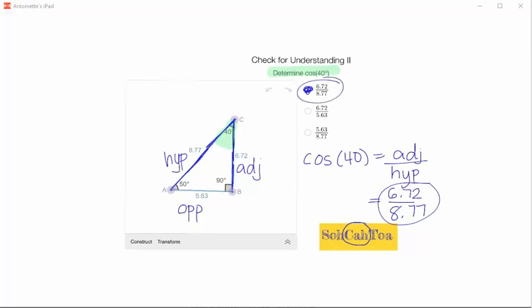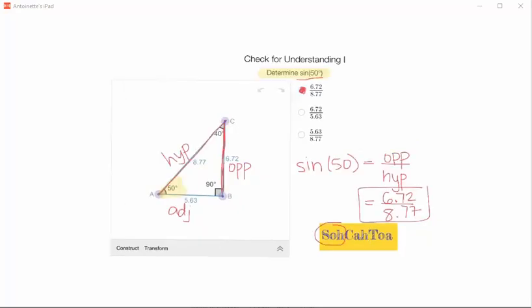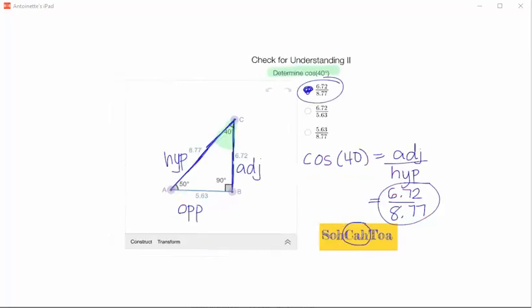Was that the exact same answer? Let me go back and check. Yep, because this one was sine of the 50-degree angle, which is the same as cosine of the 40-degree angle. So it just so happened that those two check for understanding questions had the same answer.